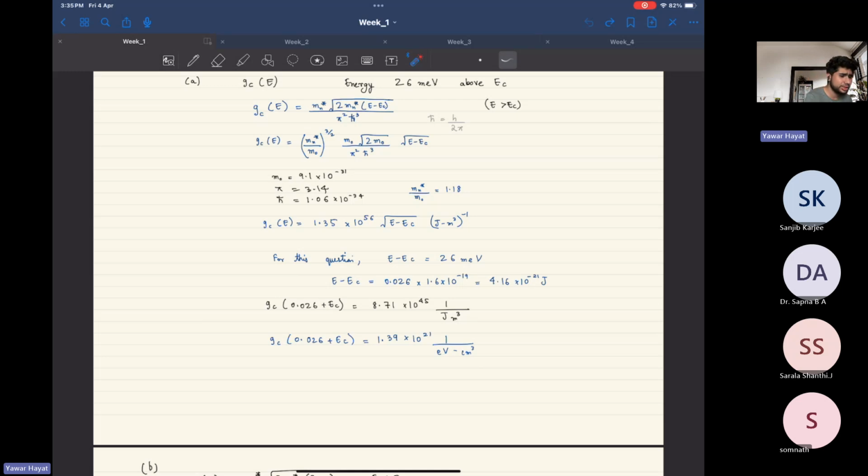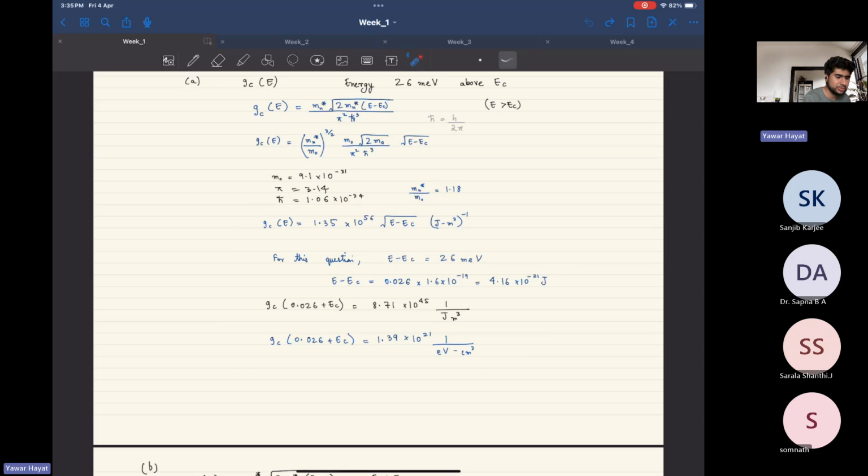Then I'll replace this E. See, if E minus EC is 26 milli electron volt, what is E? EC plus 26 milli electron volt, right? That is what I'm doing. I'm replacing E by 0.026 plus EC. And just plug in the value. This is plug and play, nothing more.